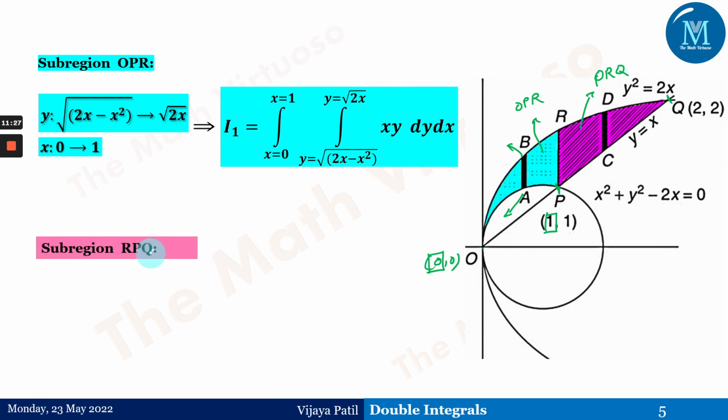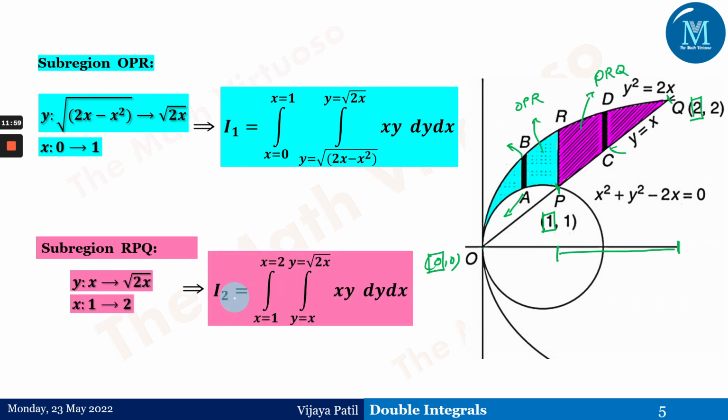Similarly, for the subregion RPQ, the lower end is on the line y equals x, and the upper end is on the parabola, same as before. Therefore, y is moving from x to square root of 2x, and the horizontal movement will happen from P to the point Q. P is 1, 1 and Q is 2, 2. So x will move from 1 to 2, and this is what I2 is. Integration from 1 to 2, integration from x to square root of 2x, xy dy dx.